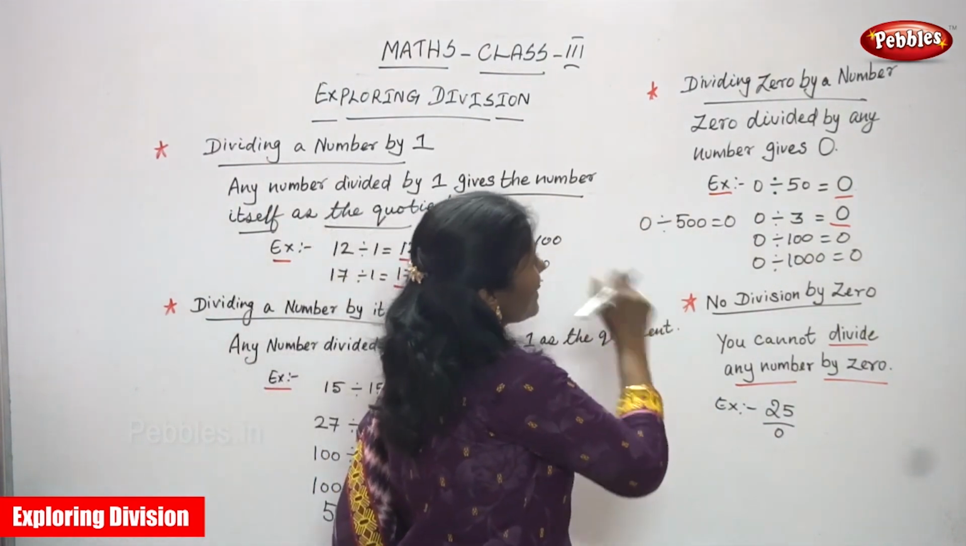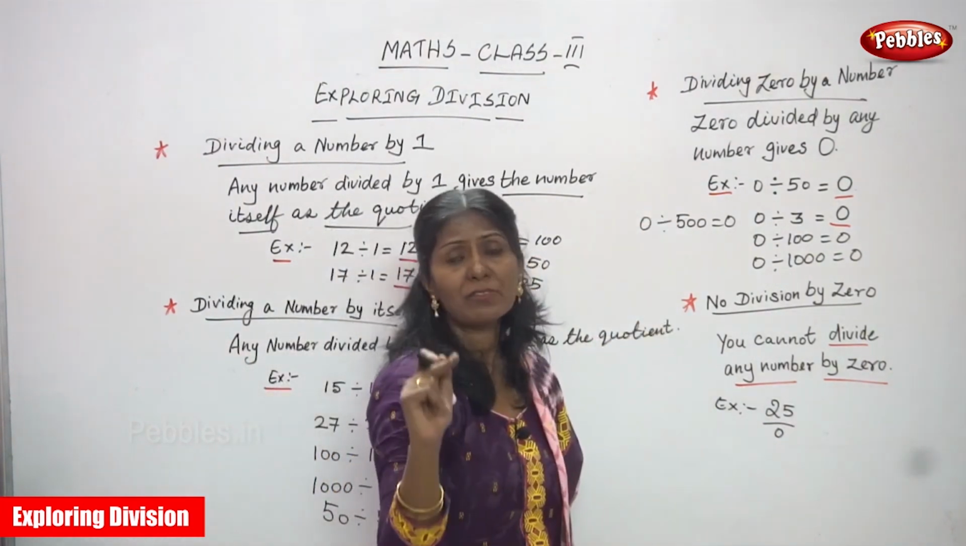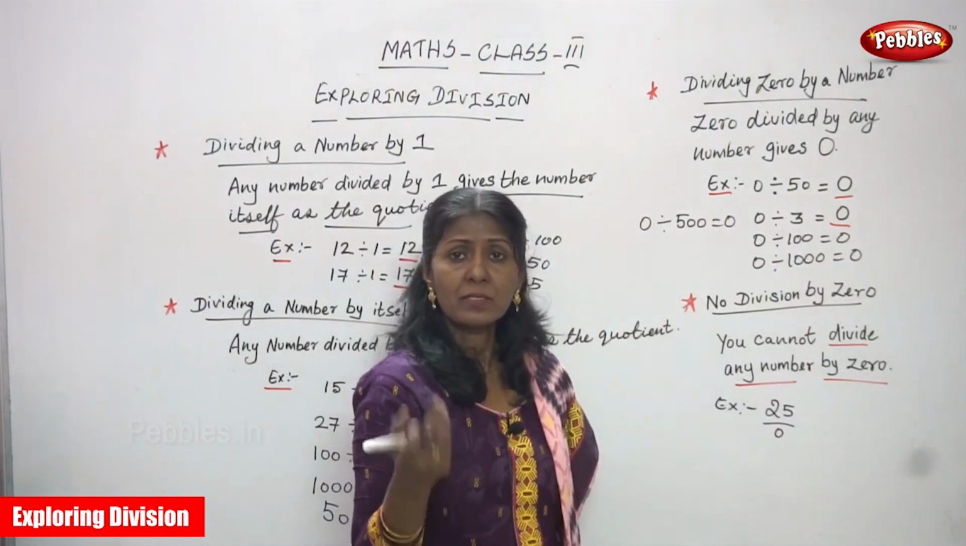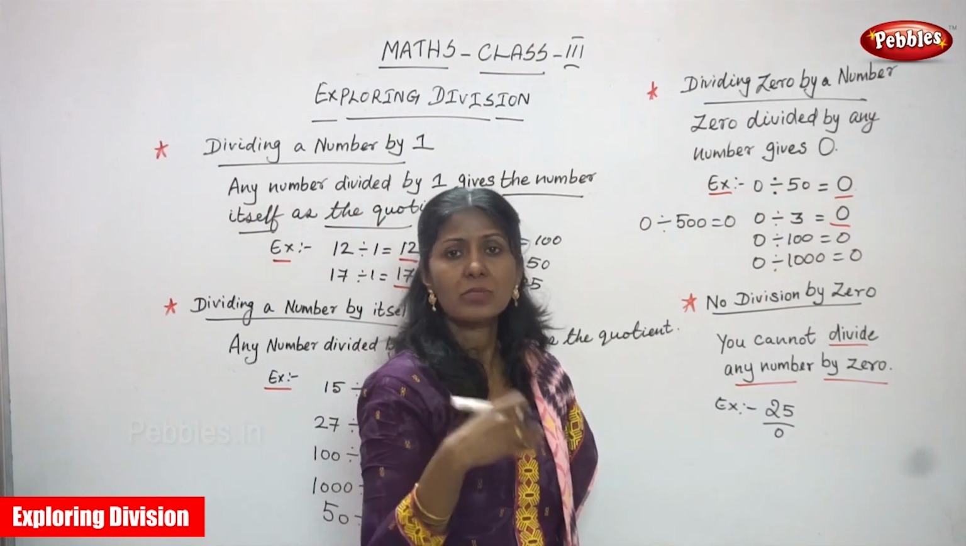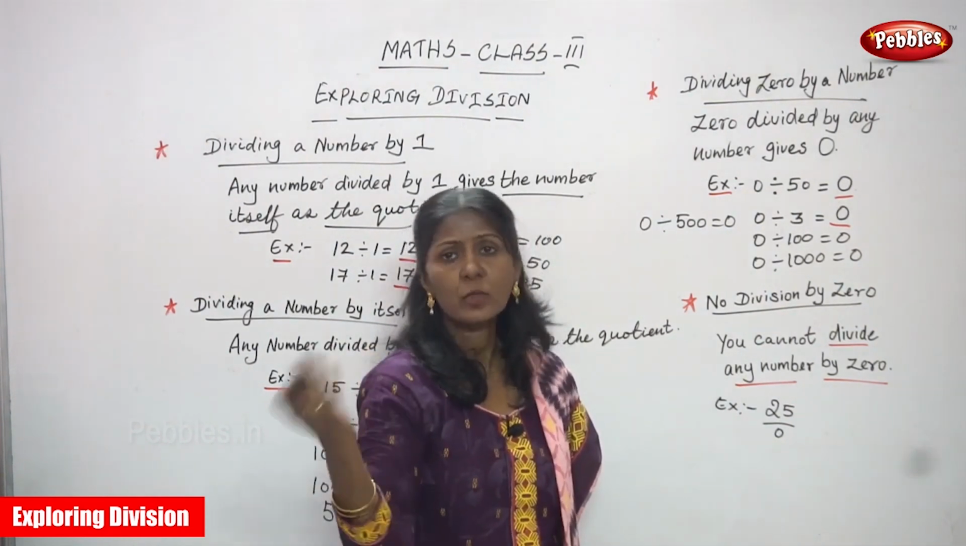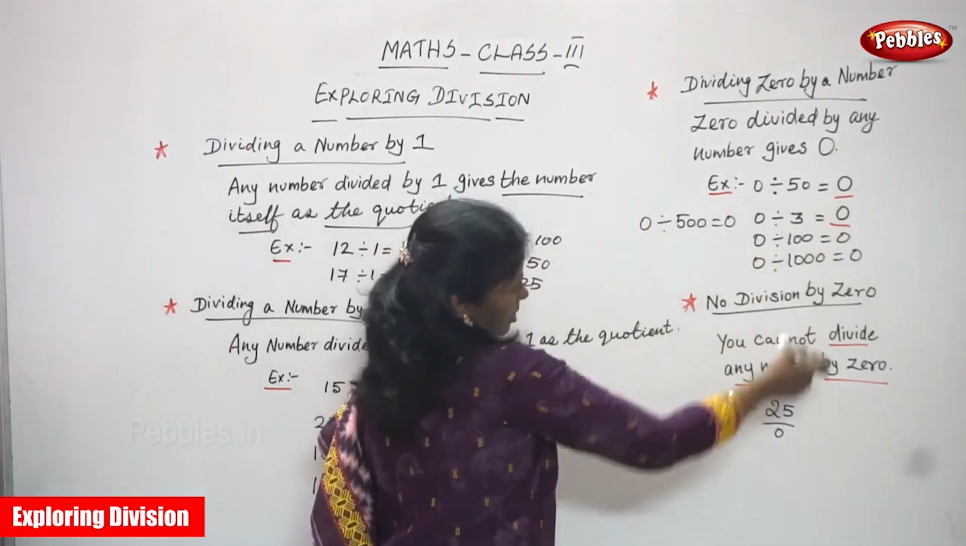Next, dividing 0 by a number. 0 divided by any number, you can get 0. So 0 divided by 100, you can get 0. 0 divided by 1000, you can get 0. 0 divided by 500, you can get 0.